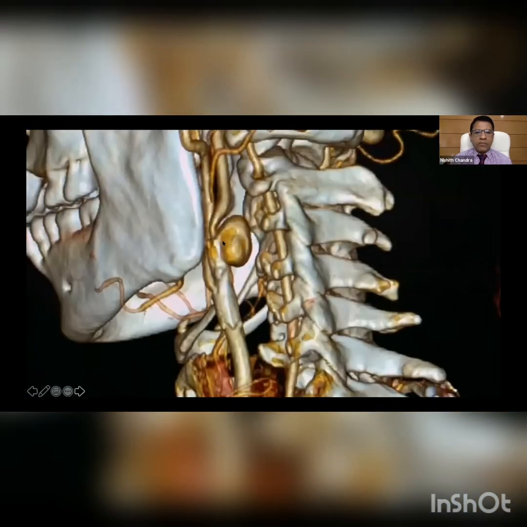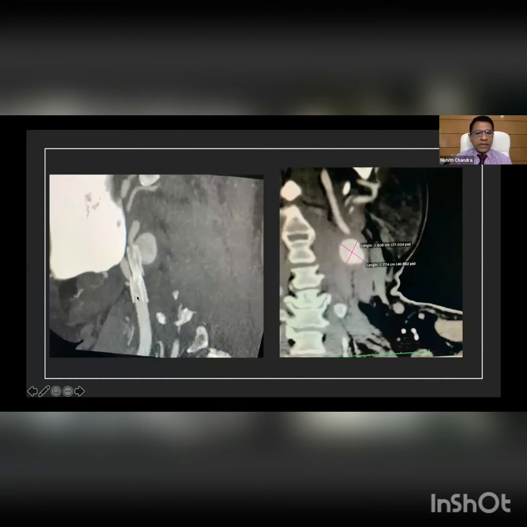So this is about a 4 by 4 centimeter large pseudoaneurysm. You can see precisely that this was the previous stent, and at the distal edge of the stent, you can see this aneurysm hanging, and the size was about 4 by 4 centimeters.